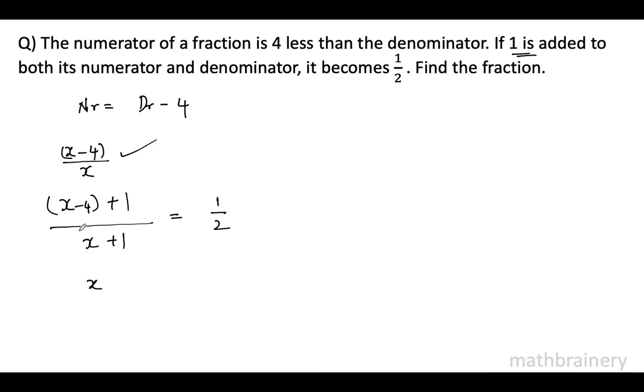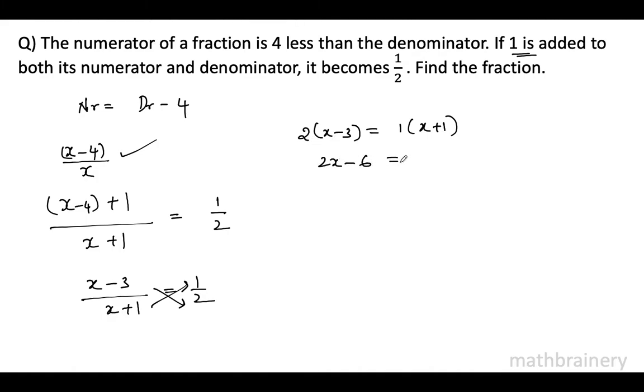You have x minus 4 plus 1 will be x minus 3 by x plus 1 is equal to 1 by 2. Now let us cross multiply. You get 2 into x minus 3 is equal to 1 into x plus 1. Let's simplify now. 2 into x minus 3 is 2x minus 6 is equal to x plus 1. Let's transpose this x to the left hand side and negative 6 to the right hand side. You should get 2x minus x is equal to 1 plus 6. 2x minus x is x, 6 plus 1 is 7.